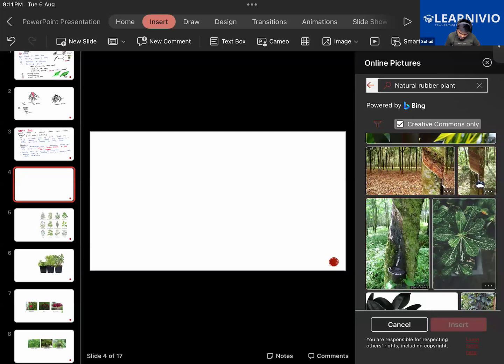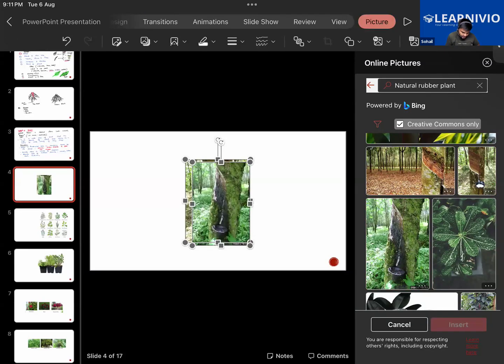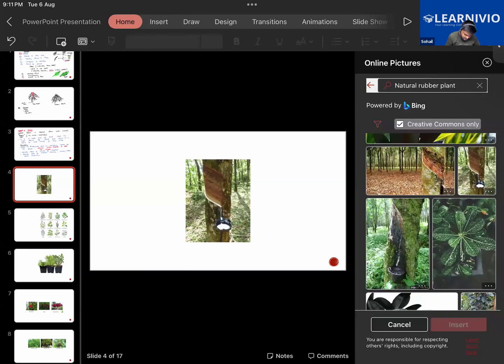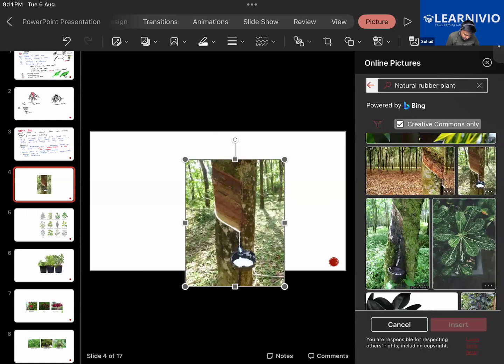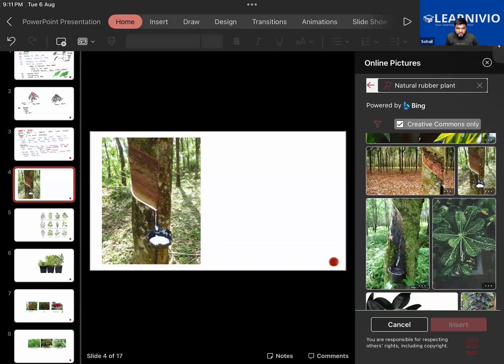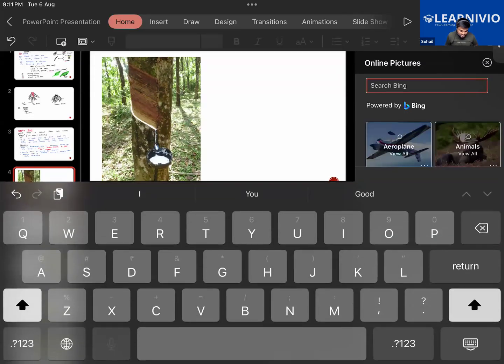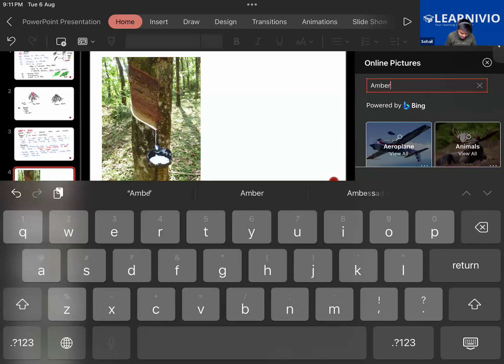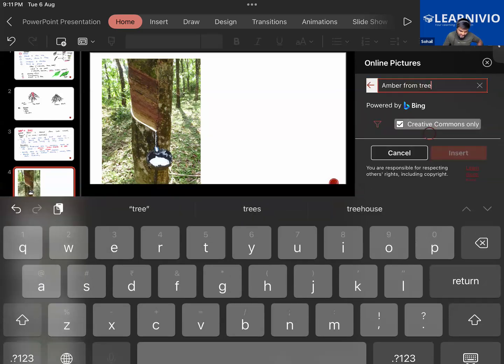Sir, that is a rubber plant, right? Basically, it's a rubber plant. I have seen that in a picture. Basically, that's what I was asking. Like in pictures, you would have seen that, in documentaries or like that. So this is one of the products that we obtain from the forest. We obtain some other products from the forest as well, like amber from trees. That is also one of the products that we obtain.